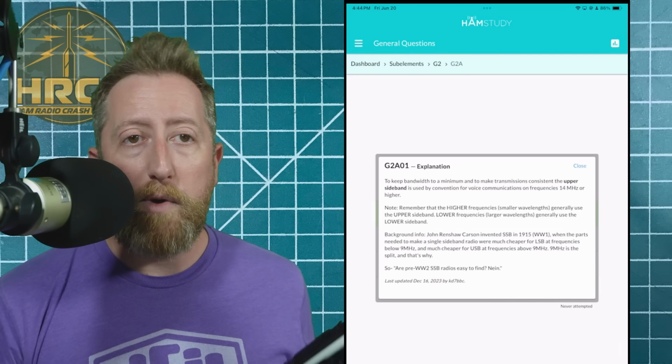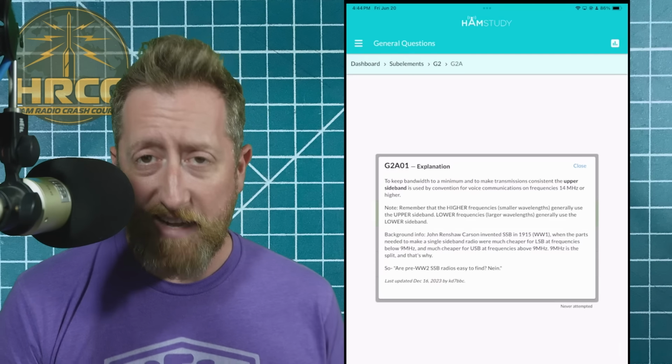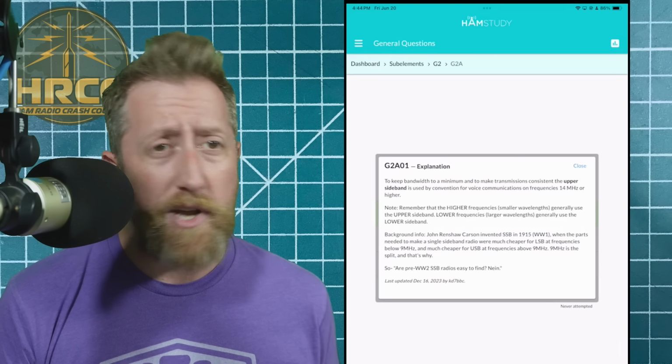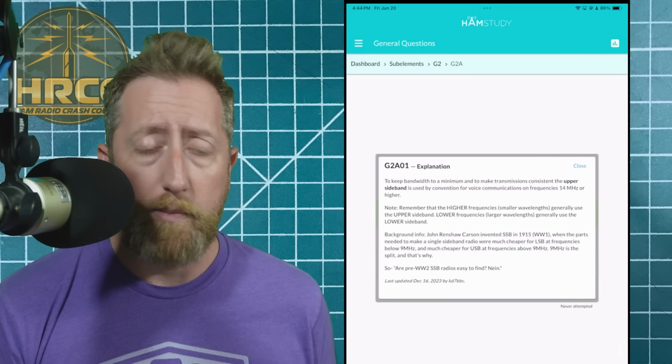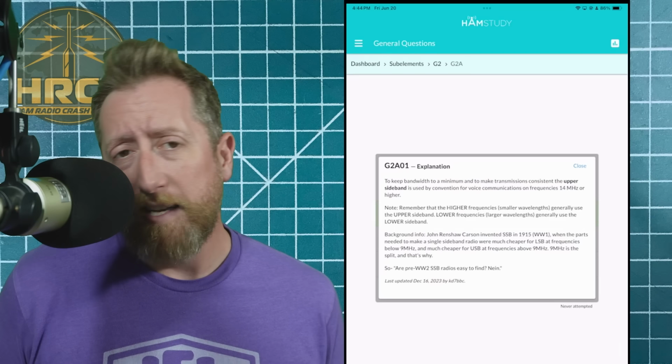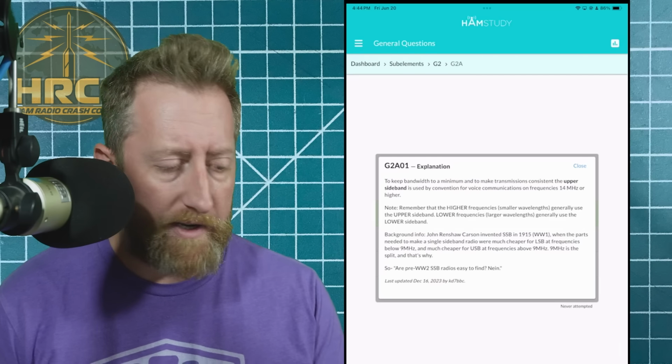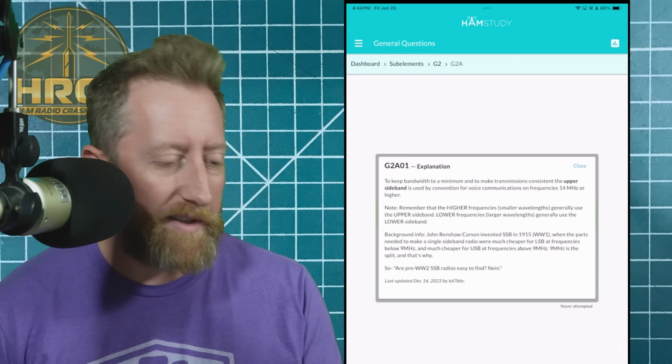Now, this goes all the way back to World War I. That's the history behind this. There's not a big reason why you can't use upper or lower sideband now between the bands, but it's more of a convention we use, as an agreement, if you will. But here's the interesting history on this.